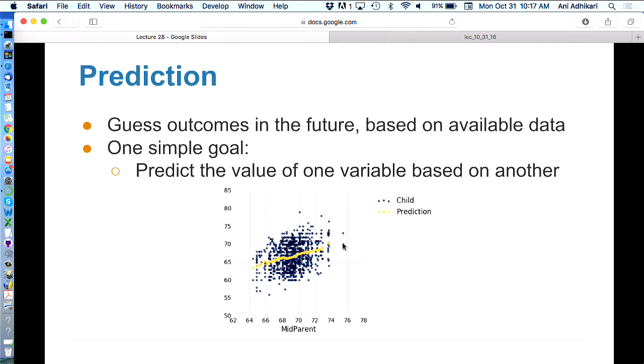And for this, I'd like you to look at this point right here. If somebody has a mid-parent height of just about here, what's our prediction? Is it there? It's not. It's here. So we're over-predicting. And for this point, the error in prediction is going to be a large negative value. Error is actual minus prediction. So for that point, it's going to be a large negative value.